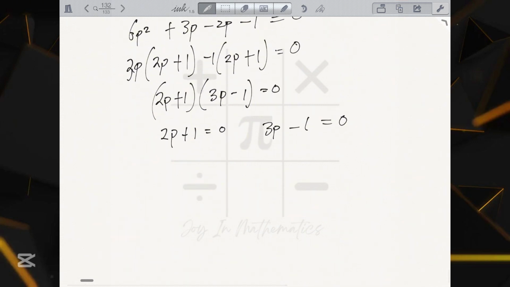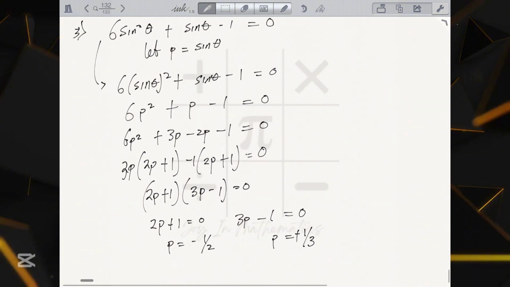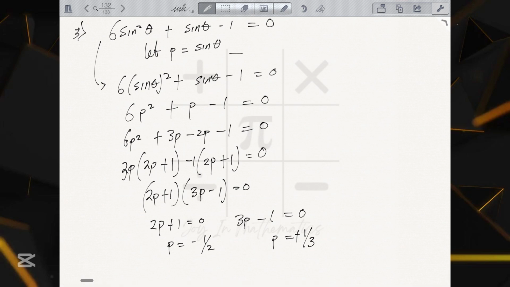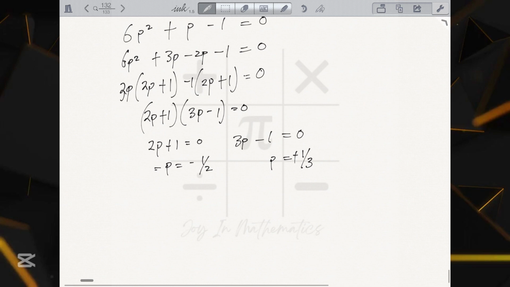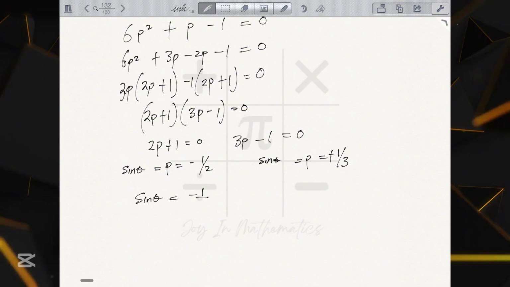So we can find the values of P here. P equals minus 1 over 2, and likewise P equals positive 1 over 3. Now, let's recall that the first thing we did was let P equal sine theta. So P, which equals sine theta, equals minus 1 over 2, and likewise P, which equals 1 over 3, equals sine theta. So we have sine theta equals minus 1 over 2, and sine theta equals 1 over 3.